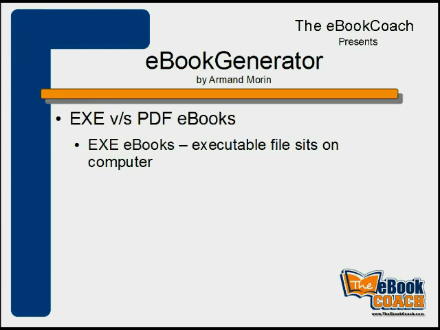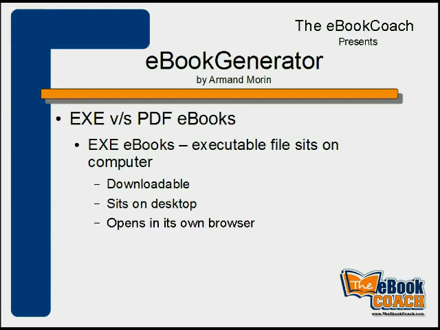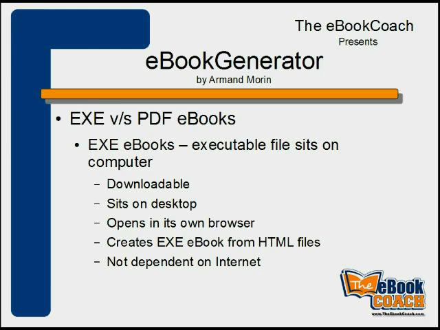A person would go to a website, they would download it, just like you would download software from a website. They would have it sit on their desktop, they would double-click it, and it would basically open up in its own browser, just like a website would, because that is really what we're doing. An EXE ebook is primarily just an HTML compiler. What it does is it takes a set of HTML pages and creates its own wrapper for it, so it sits on the desktop so we don't have to depend upon it being on the Internet.